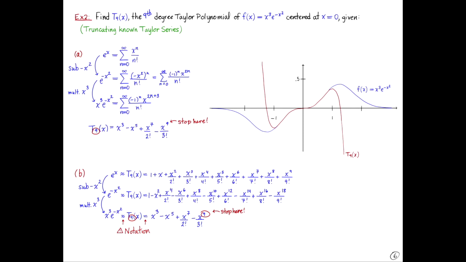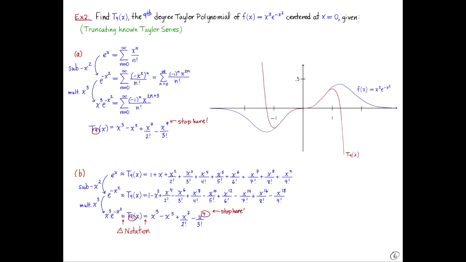I wanted to quickly mention the notation before we move on. We're approximating x cubed times e to the negative x squared with the 9th degree Taylor polynomial. But the 9th degree Taylor polynomial is equal to x cubed minus x to the 5th plus x to the 7th over 2 factorial minus x to the 9th over 3 factorial. So when you're writing out your solutions, make sure that you're using the appropriate notation.